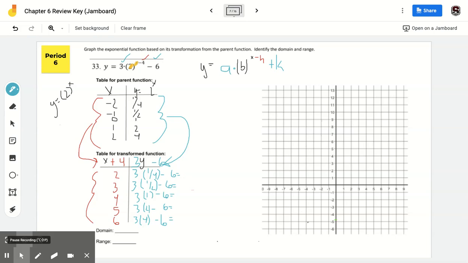This is what my table looks like before I start calculating, and this is what it looks like after. What I'm going to do now is draw my asymptote. My asymptote is this number right here, -6. And then I'm going to plot all my points. Those are my points, my asymptote. Draw a nice curve through them, and you're almost done.